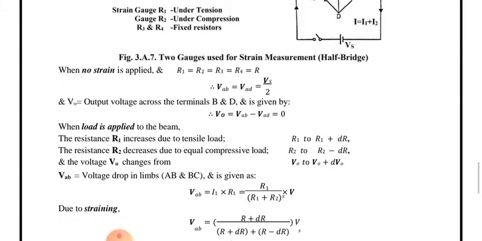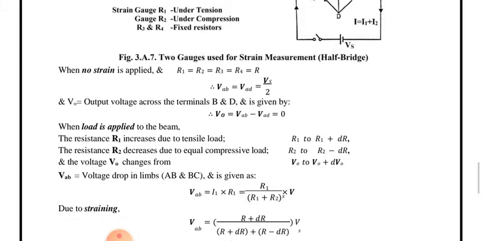When load is applied to the beam, the resistance R1 increases due to tensile load, and it changes from R1 to R1 plus dR1. The resistance R2 decreases due to the equal compressive load, and it changes from R2 to R2 minus dR. The voltage VO changes from VO to VO plus dVO.